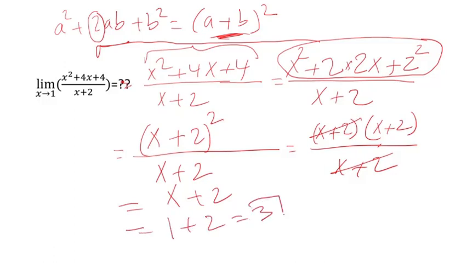which is 3. Again, this is important to know because if x was approaching -2, because you know x plus 2, if I replace x with -2, -2 plus 2 is 0, and you cannot divide by 0. So that's why it's worth knowing this identity.